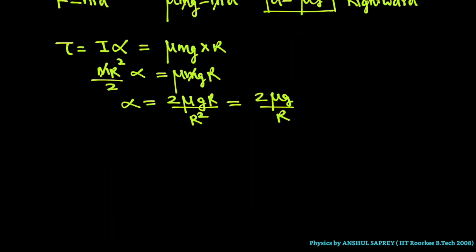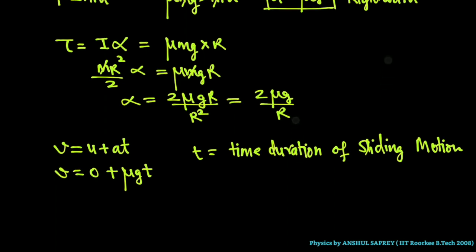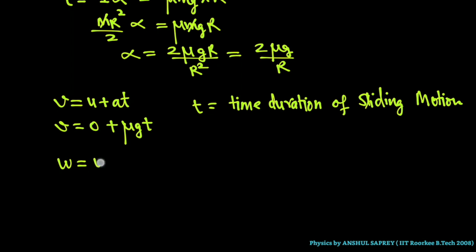Let's apply kinematical equations for the translational motion. v is equal to u plus at, that is v is equal to 0 plus mu g into t, where t is the time duration during which it will slide. Once sliding is finished, it will perform pure rolling. Now the kinematical equation for rotational motion: omega is equal to omega naught plus alpha t. So omega is equal to omega naught minus 2 mu g by r into t. We have taken the negative sign for alpha because it is angular retardation.